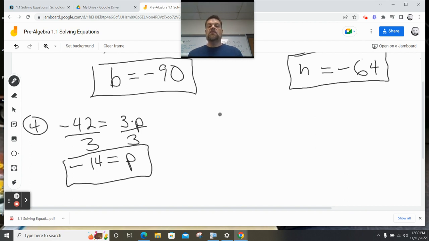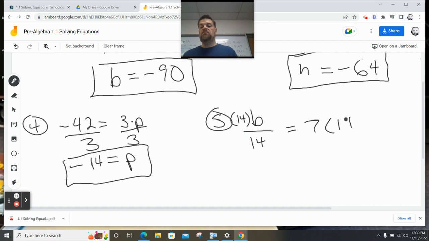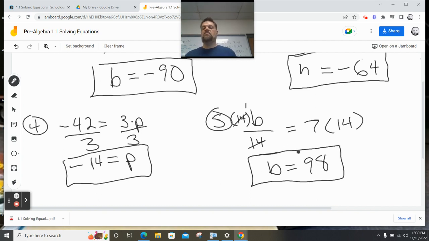Let's do problem number 5. I have b over 14 is equal to 7. Multiply both sides by 14, right? 14 divided by 14 is 1. 1 times b is just b. What's 7 times 14? It's what? 98. Plug it in your calculator if you don't know.